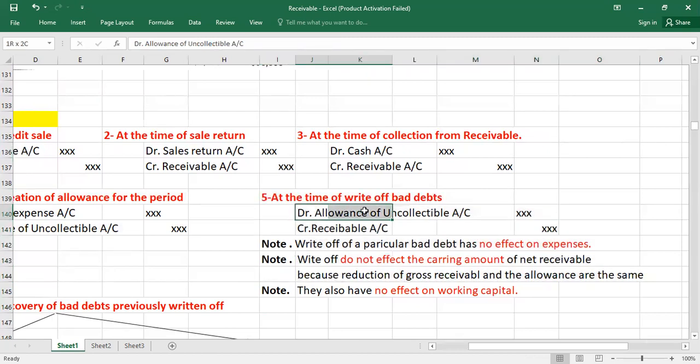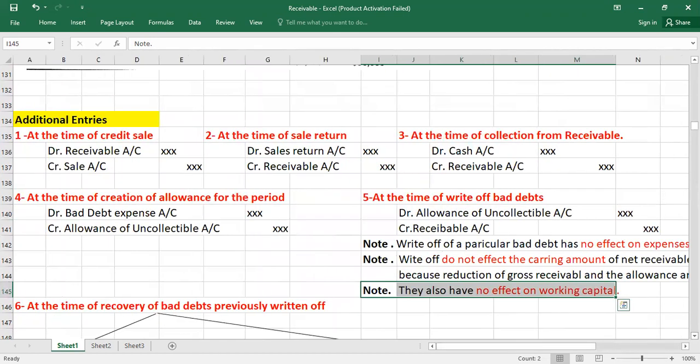The reason is that you reduce the allowance by the same amount, and you also reduce the receivables by the same amount. So it will not affect the carrying value, I mean the net realizable value of receivables. Note 3, write off of bad debts will also not affect the working capital, because working capital is equal to current assets minus current liabilities. It is not going to affect the working capital, because your receivable is reduced by the same value, and the allowance is also going to reduce by the same value.